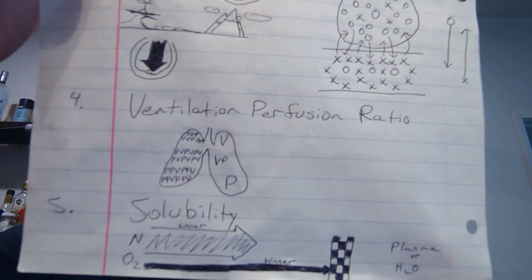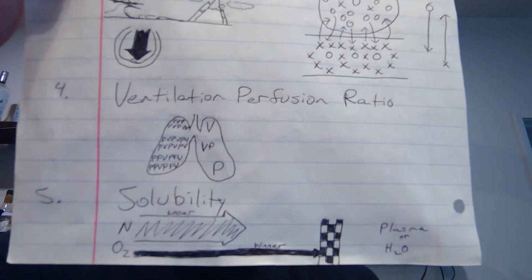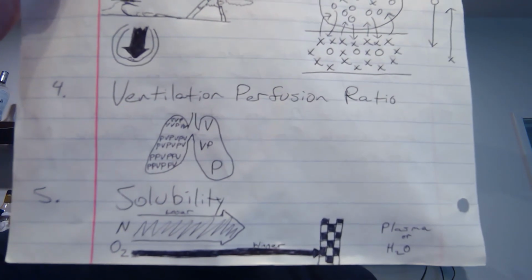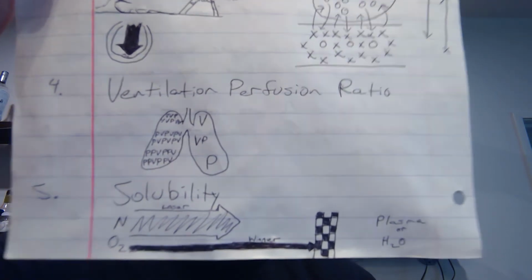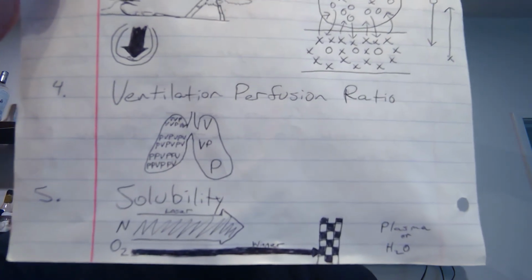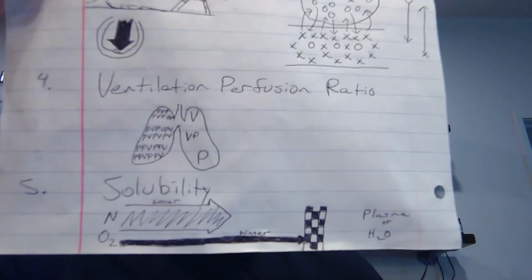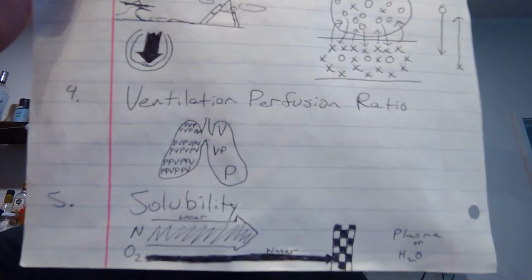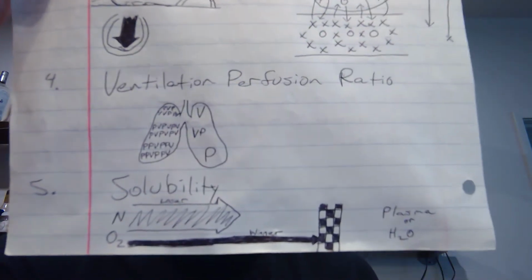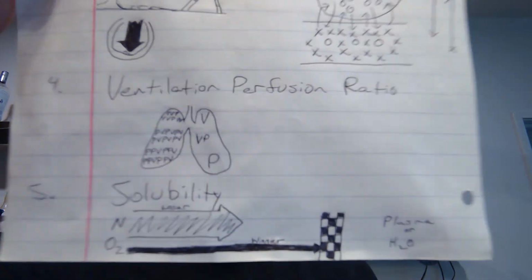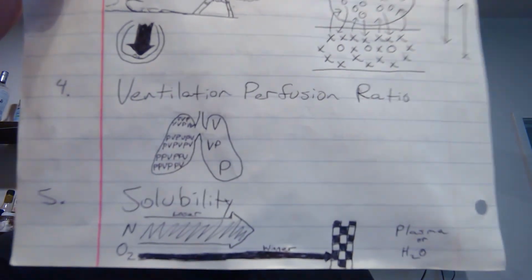it has twice the capability to dissolve in water than that of nitrogen. And so therefore it gets into the alveolar sac, it crosses that membrane, hops into the plasma, dissolves, and is able to leap onto hemoglobin much more efficiently than the majority gas in our atmosphere.